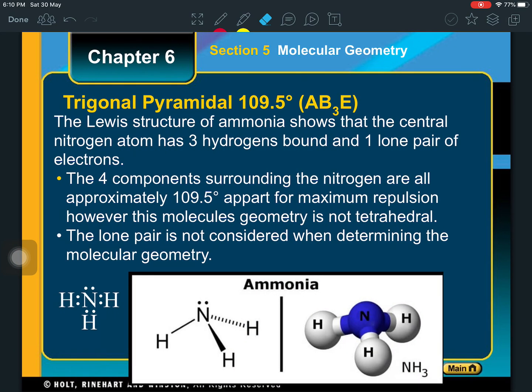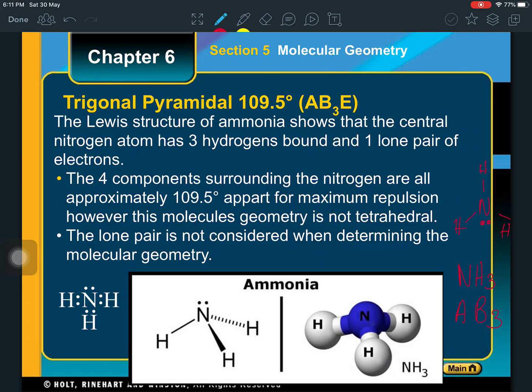All right? So if I look over here, this is ammonia. Ammonia has a formula of NH3. So if I was really going to think about this, I would say that this is AB3, which means that it should be trigonal planar, right? Like this, H, H, H. But this does not take into account the fact that ammonia or nitrogen has 1 lone pair right here.